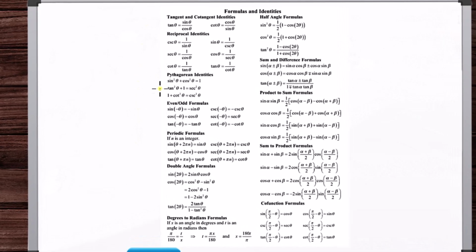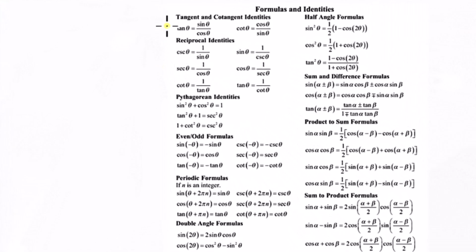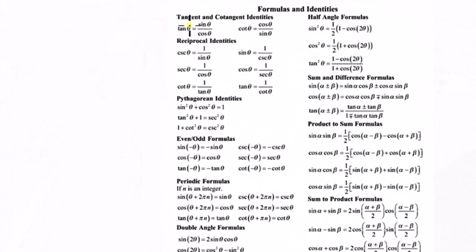You see the Pythagorean identities here. Here are the quotient identities. They're calling these the tangent and cotangent identities, but I think more officially these are called the quotient identities. And then here are the reciprocal identities. So you know sine theta is 1 over cosecant theta, cosine theta is 1 over secant theta, etc.